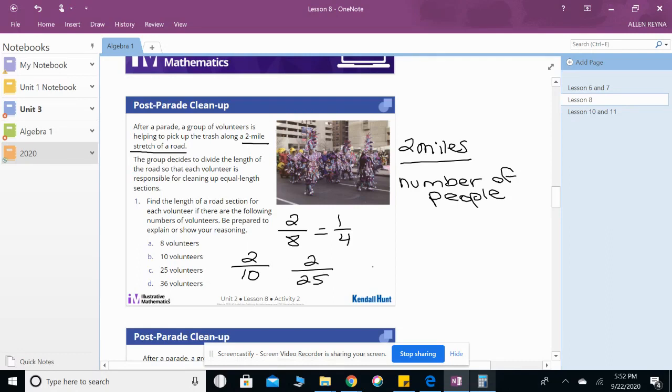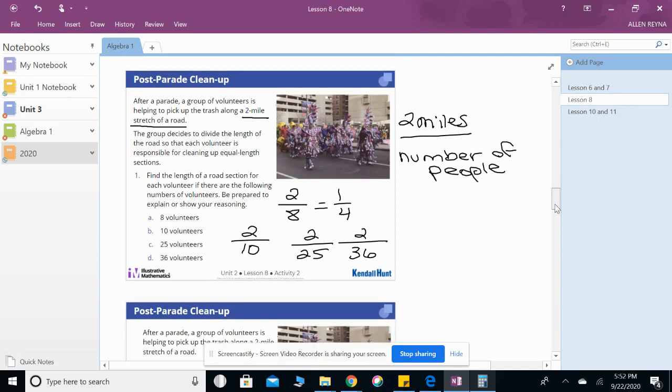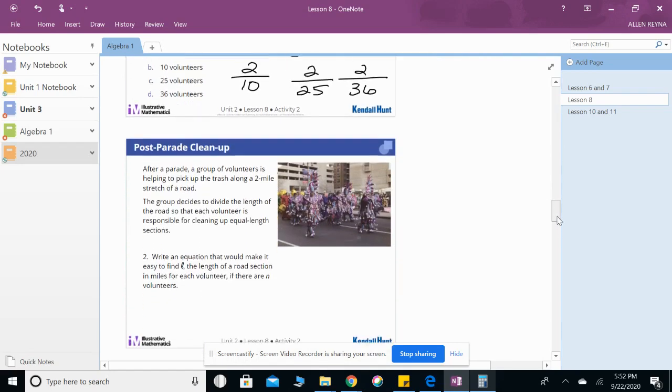If we have 36 people, we're going to take those 2 miles and divide it by 36 people. This will start giving you decimals, so it might be easier to convert these miles either into feet or to yards, depending on how many people you have.